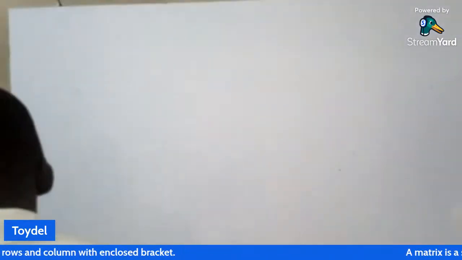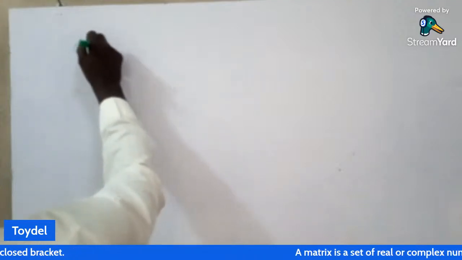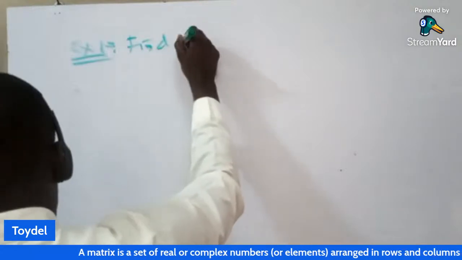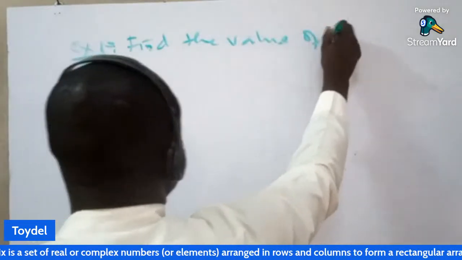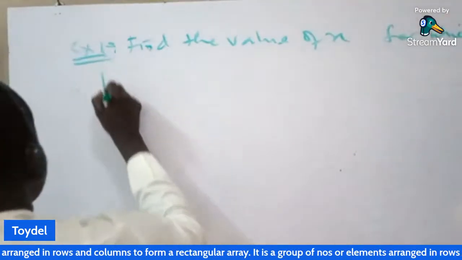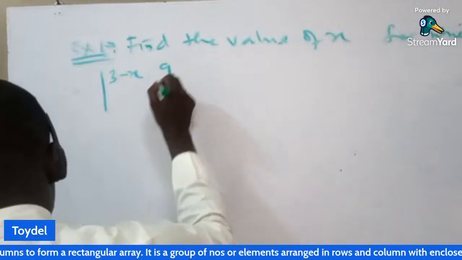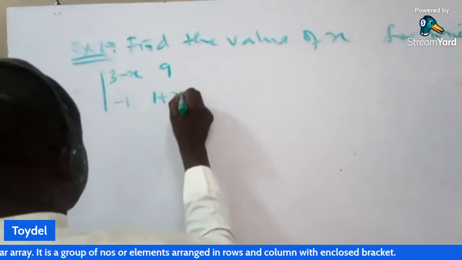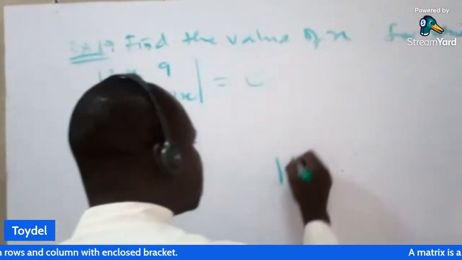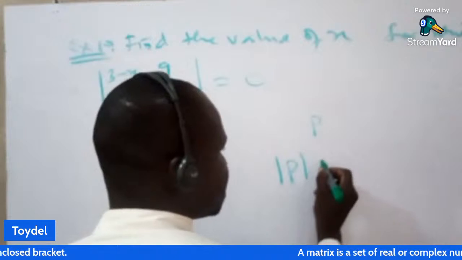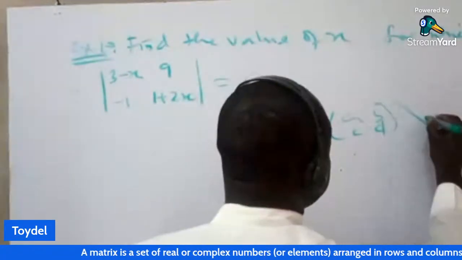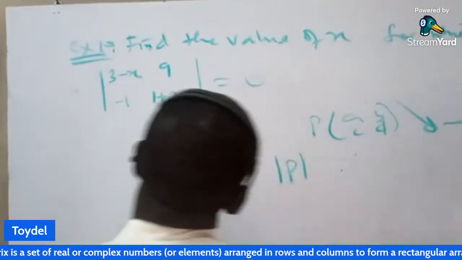So let me take an example now. Example one, under determinant of a matrix. The question says: find the value of x for which the determinant with entries 3 minus x, 9, minus 1, plus 2x is equal to 0. Of course, when I introduced the determinant of a matrix, I said we denote the determinant of matrix P like this. And if this is a 2 by 2 matrix A, B, C, D, it simply means that you multiply the leading diagonal minus the other diagonal.